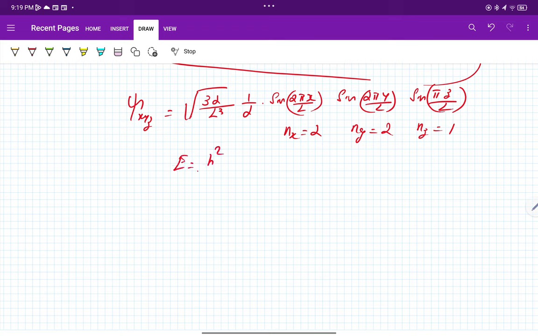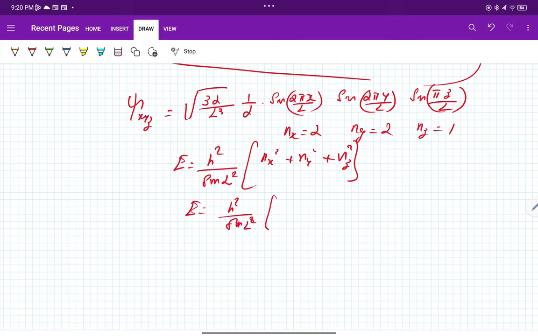For a particle in a three-dimensional box, we know the energy E equals h squared by 8m L squared into nx squared plus ny squared plus nz squared. Our values are 2, 2 and 1. So E will be equal to h squared by 8m L squared into 2 squared plus 2 squared plus 1 squared. This will be equal to 9h squared by 8m L squared.